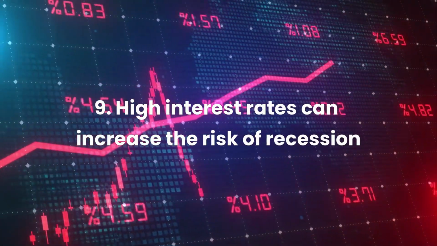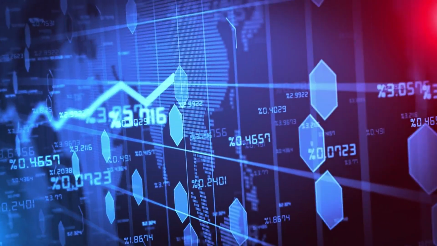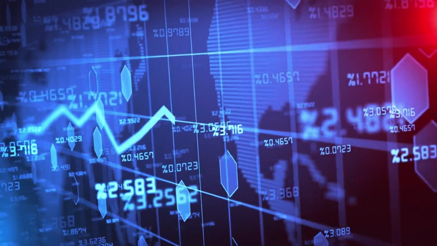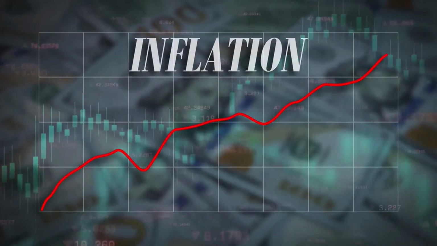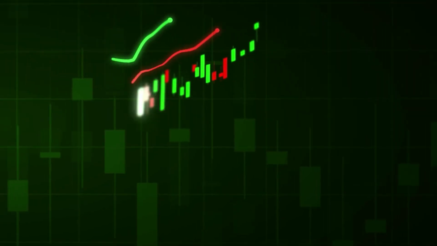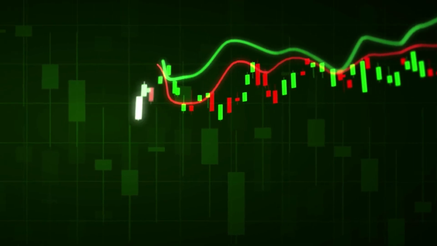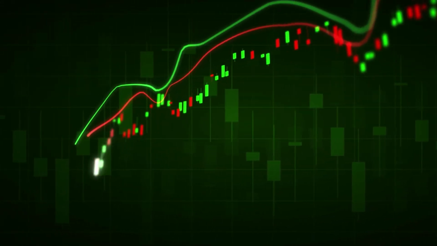9. High interest rates can increase the risk of recession. When interest rates get too high, borrowing costs can slow down the economy too much. Businesses may delay investments, consumers may cut back on spending, and economic growth can stall. If this slowdown is severe, it can lead to a recession, when economic activity contracts for a sustained period.